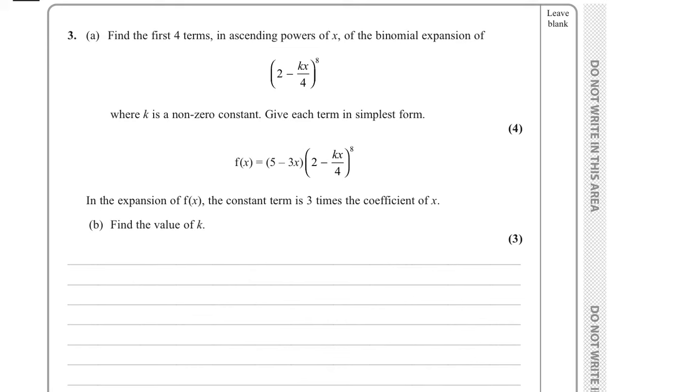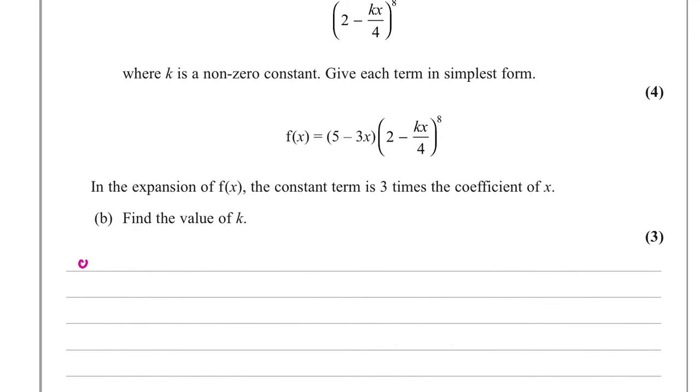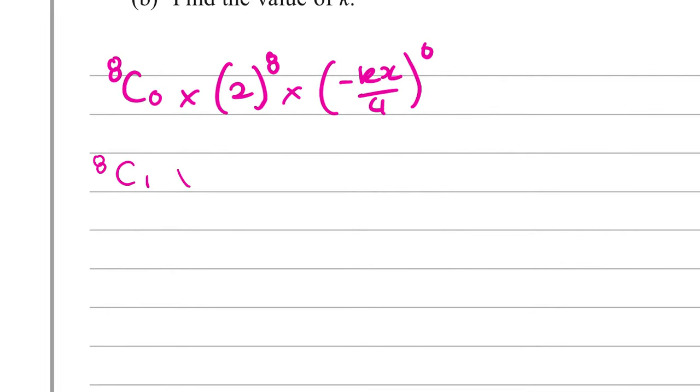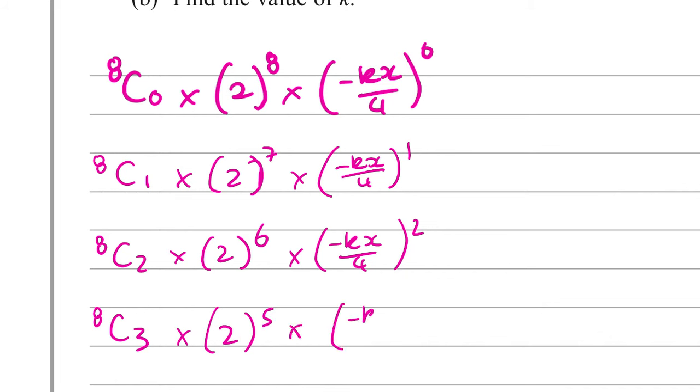So, first of all, let's find the first 4 terms in ascending powers of x. So it's to the power of 8. We know that we're going to have 8c0 times 2 to the power of 8, times minus kx over 4 to the power of 0. Now, this is going to be the first 4 terms, okay? So we're going to have 8c1 times 2 to the 7 times minus kx over 4 to the power of 1. 8c2 times 2 to the 6 times minus kx over 4 to the power of 2. 8c3 times 2 to the power of 5 times minus kx over 4 to the power of 3.